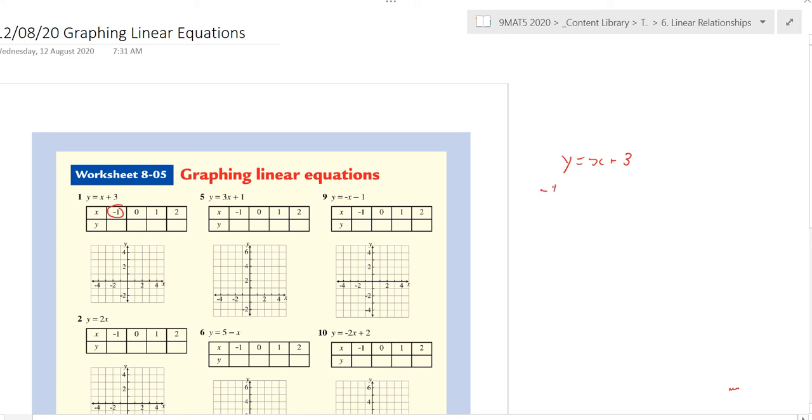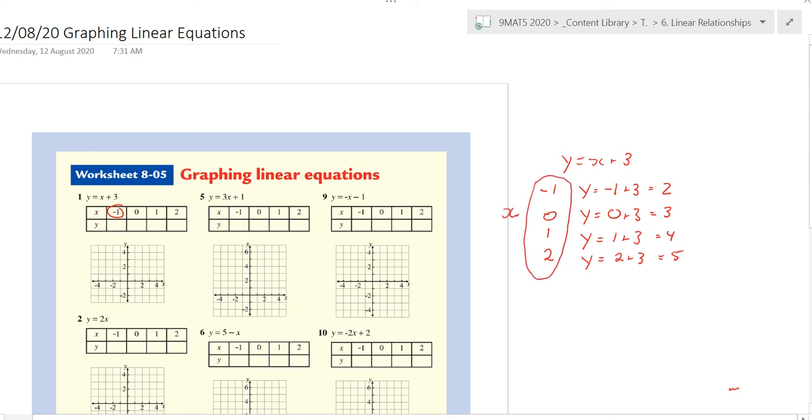So if I just stick the x values down here at the minute, and then I put them in, then the first one, y equals minus 1 plus 3 equals 2. Second one, y equals 0 plus 3 equals 3. Next one, y equals 1 plus 3 equals 4. And the last one, y equals 2 plus 3 equals 5. So these are my x values. In each equation, x is equal to those values.